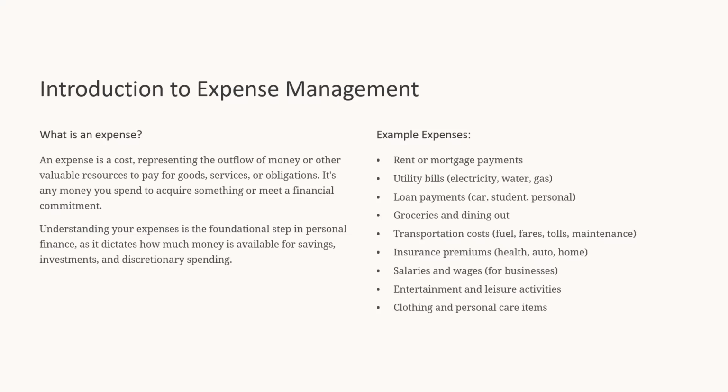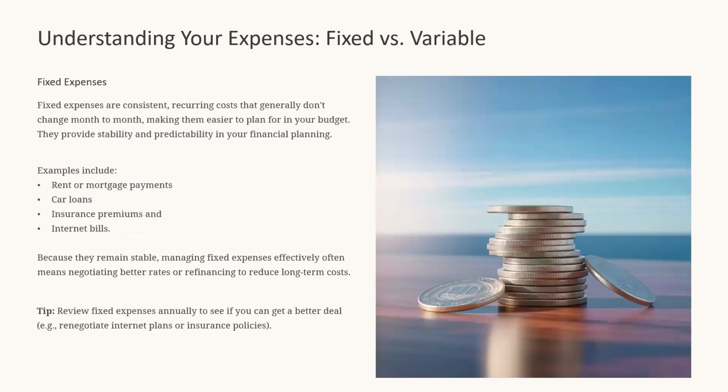If we're looking at it from a business perspective, then our salaries are actually an expense to the businesses that employ us. Entertainment and leisure activities are also an expense, and they, of course, form incomes for other businesses, and then clothing and personal care items. So we have a broad array of expenses that we all face on a monthly basis. But some of those expenses can be categorized. So some of them are fixed and some of them are variable.